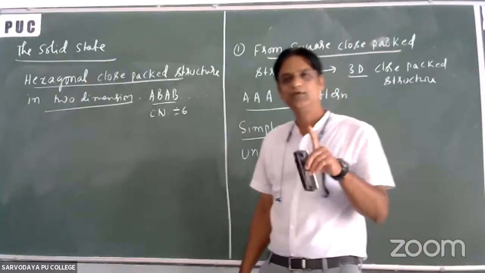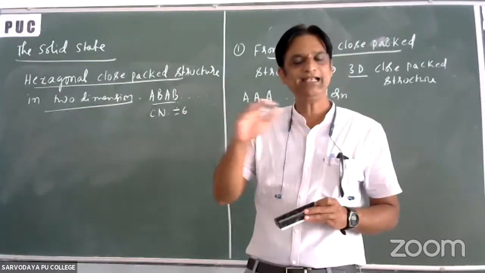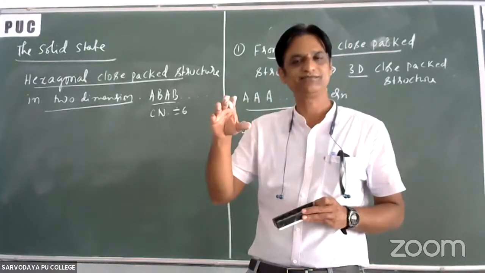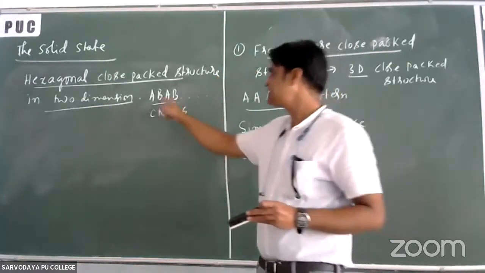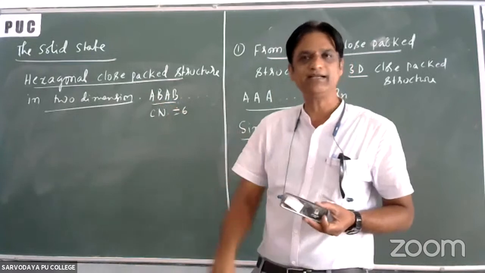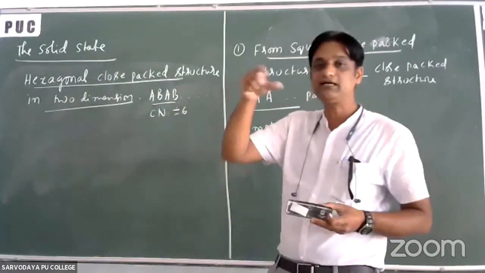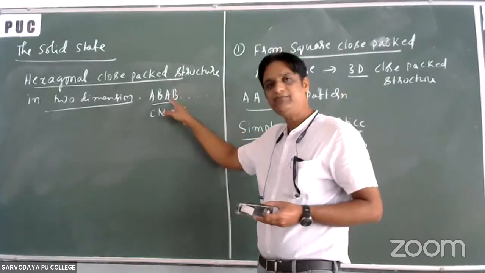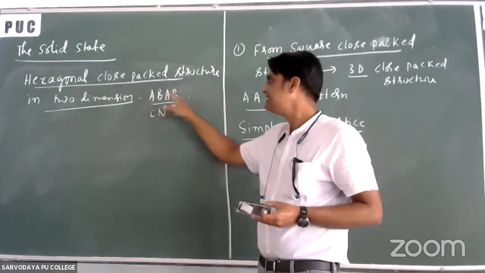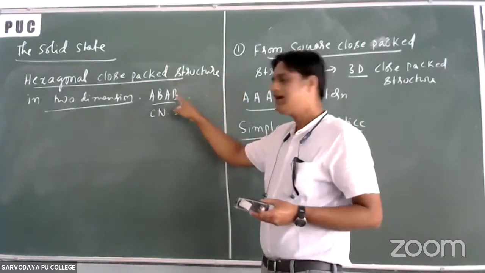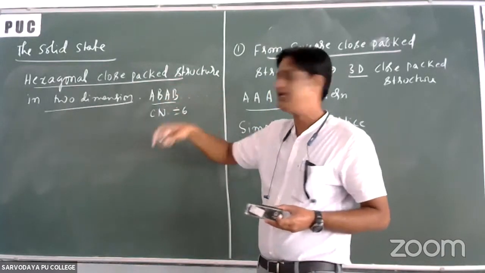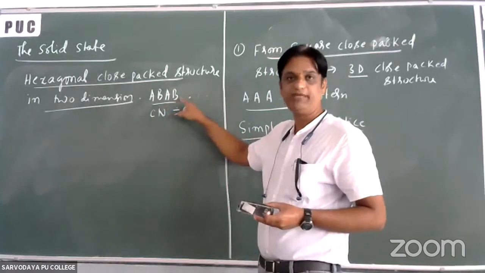And very important, when the second layer of spheres is placed in the depressions of the first layer, those two layers will not match with one another. That's why they are given different representations, A and B. But if you place the third layer over the second layer, then alignment of spheres in the third layer is the same as alignment of spheres in the first layer. Similarly, if you place the fourth layer, alignment of spheres in the fourth layer is the same as alignment of spheres in the second layer. That's why the pattern is called AB pattern.